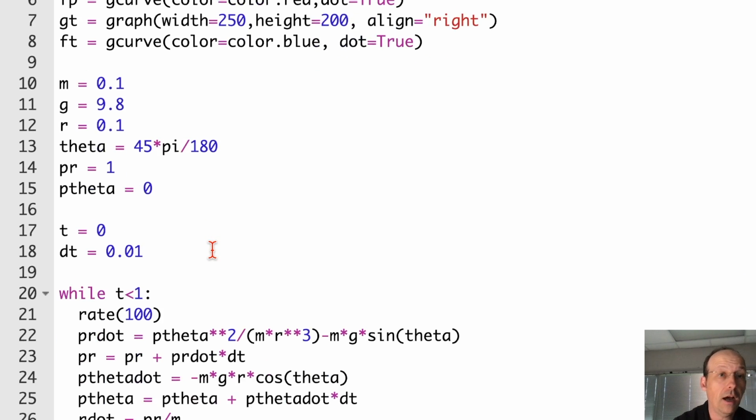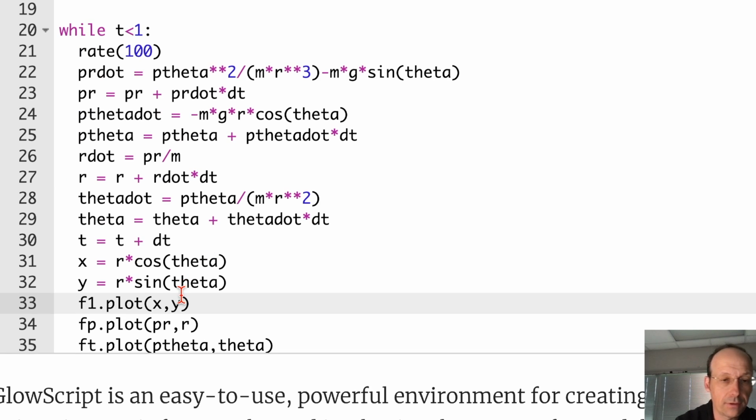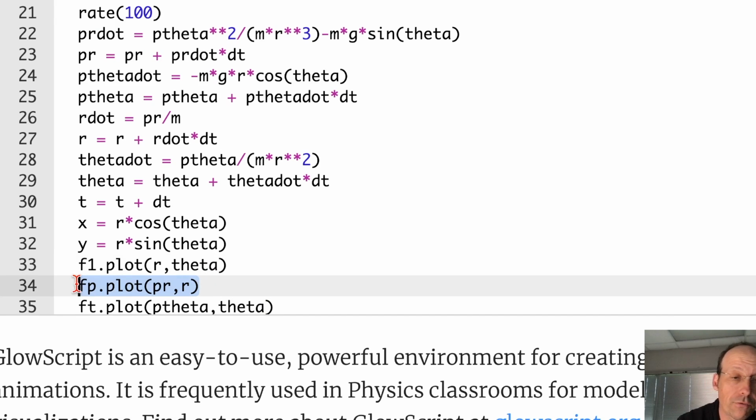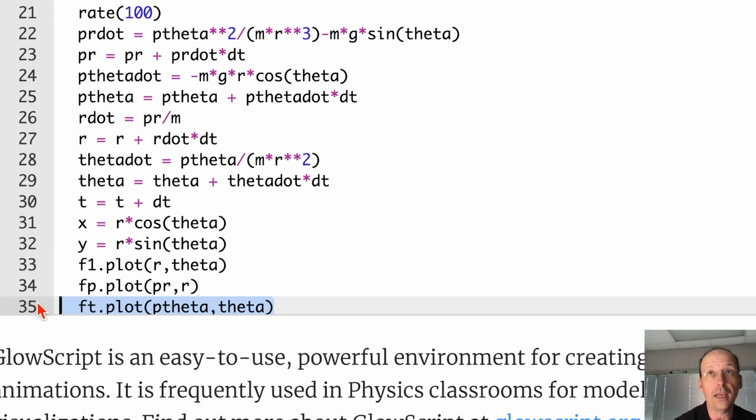Okay, so let's go and fix this up, because now I have one trajectory. I want to plot R versus theta. I don't want R in the horizontal. Let's do R versus theta. That's my trajectory in polar coordinates. And then I'm going to plot a phase-space plot for R and PR, and then a phase-space plot for P theta and theta. So I have two phase-space plots.